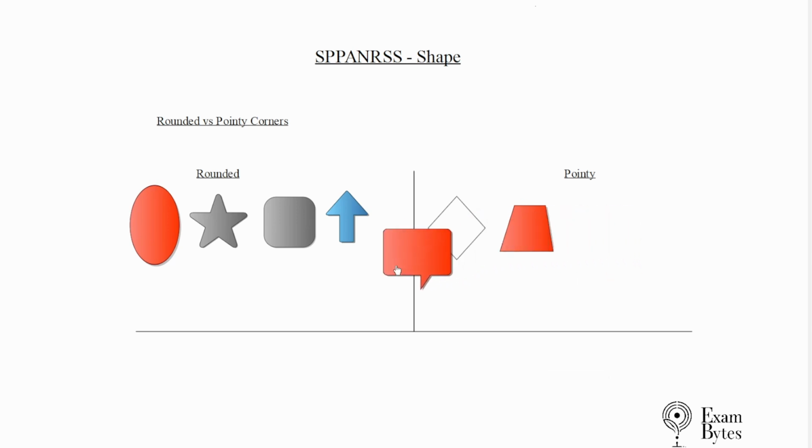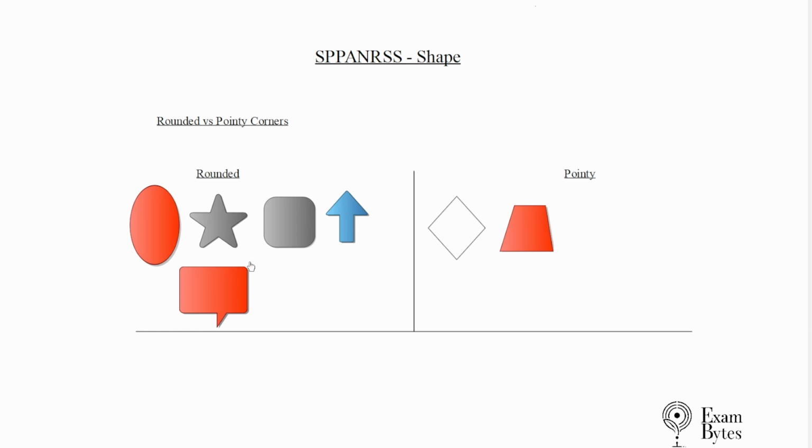And of course, what about the speech bubble? The speech bubble actually goes in the rounded, but you might argue that, well, there are pointy corners here, there are angular corners. Just like everything, there are some caveats in nonverbal, and one of them, in this case, is being seen here. There are more rounded corners than there are pointy corners, and therefore we would group them in the rounded corners rather than with the pointy corners.